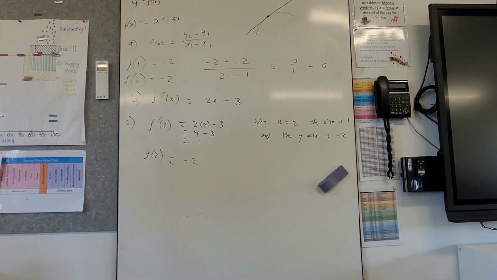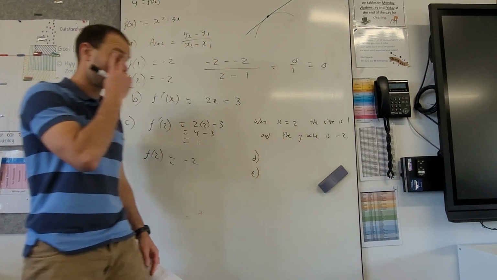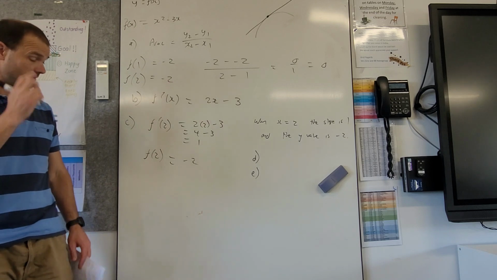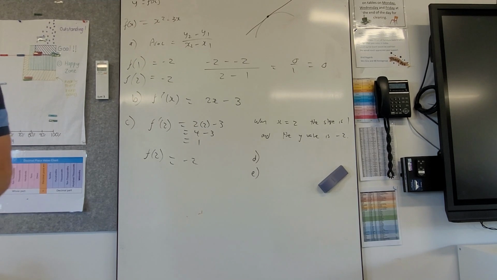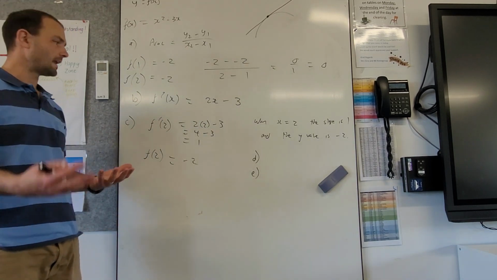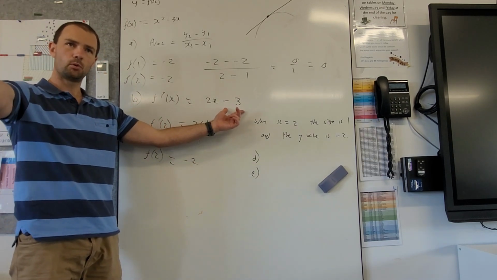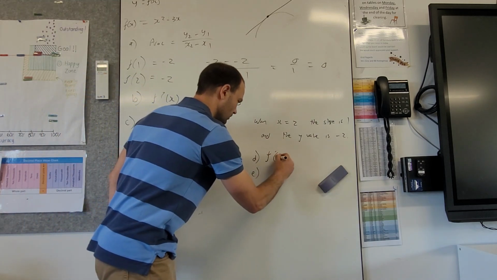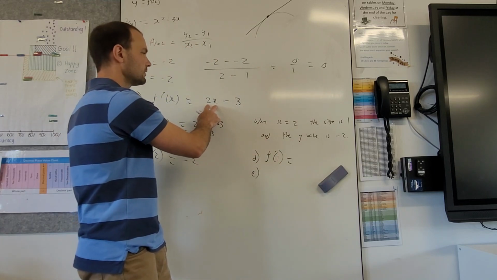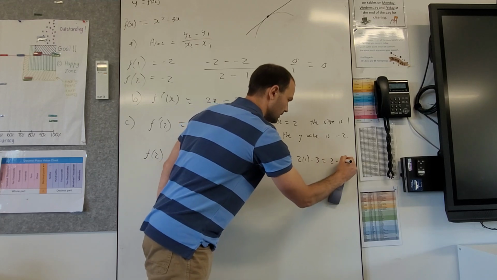Okay. And then in part D and E, I'm just reintroducing you, redoing some different forms of notation. Find the instantaneous rate of change when x is 1. That means the slope when x is 1. Well, this is the slope function, so all we would do is put the number 1 into the slope function. So f dash of 1, 2 times 1, 2, take away 3. 2 take 3, minus 1.